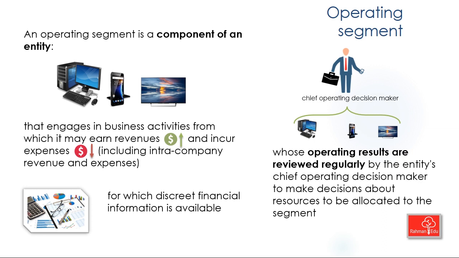The chief operating decision maker. Maybe the CEO or CFO or someone of that kind of designation. So what are the conditions of an operating segment? Engages in business activity, earns revenue, incurs cost, has discrete financial information available, and is reviewed by the chief operating decision maker on a regular basis for decision making such as resource allocation.